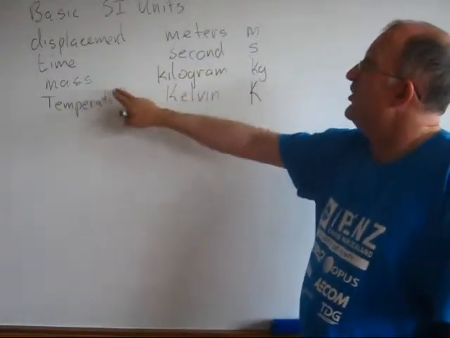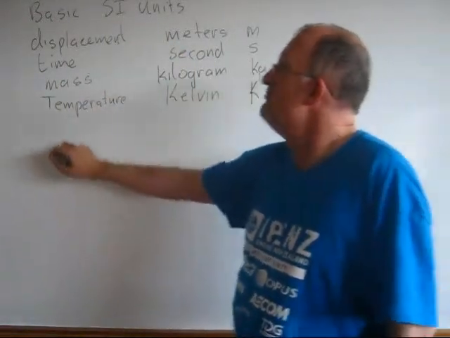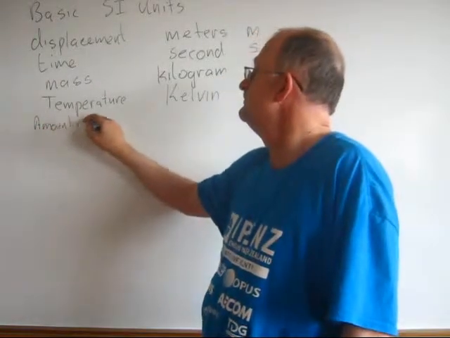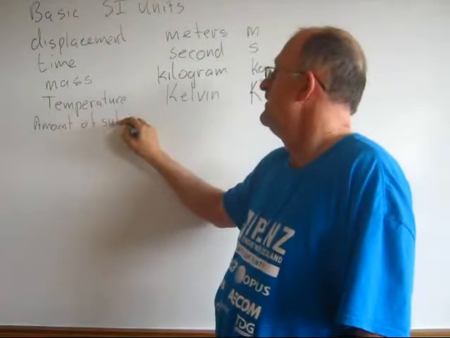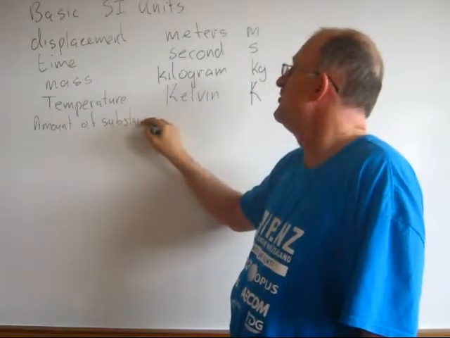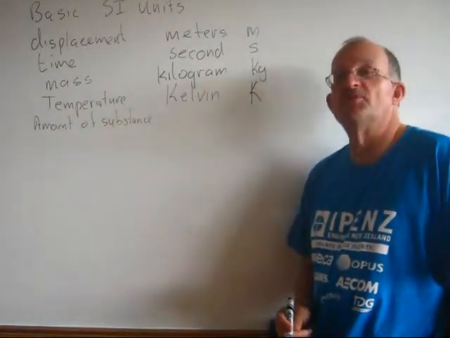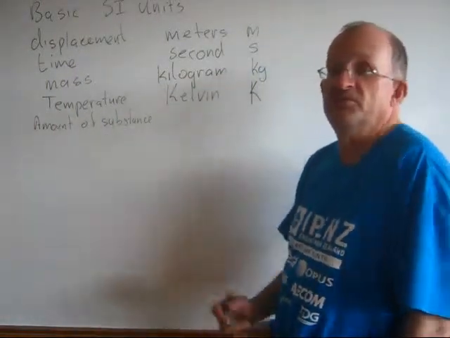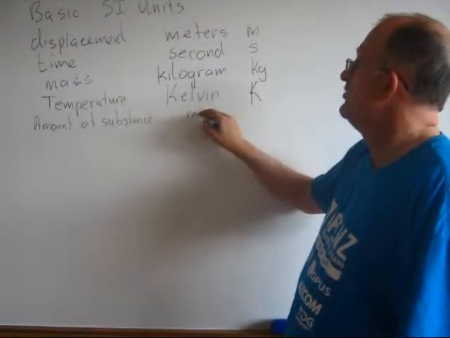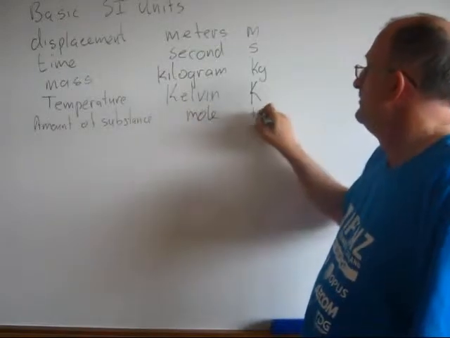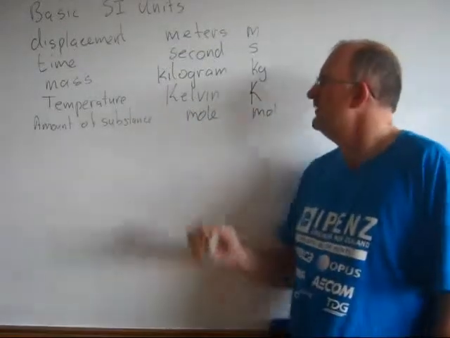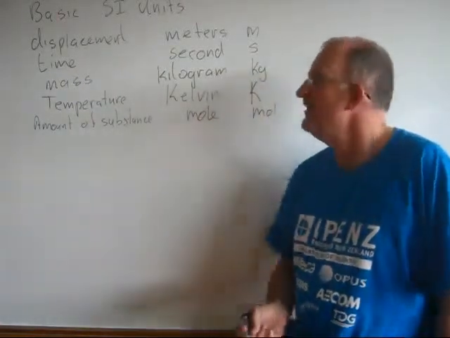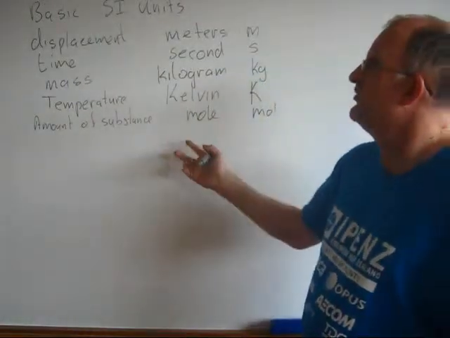Okay, displacement, time, mass, temperature, amount of substance. This one's used a lot by chemists. It is used by physicists, but not in this. I'm not going to be teaching this in the course, but it's just general. It's measured in moles. Mole wasn't a real person, maybe a small animal, but it wasn't a real person. And what else do we do?